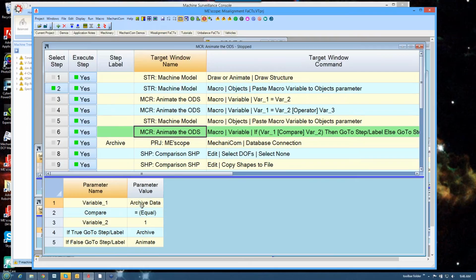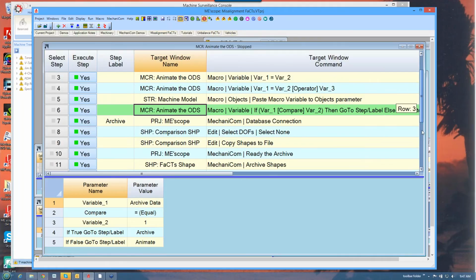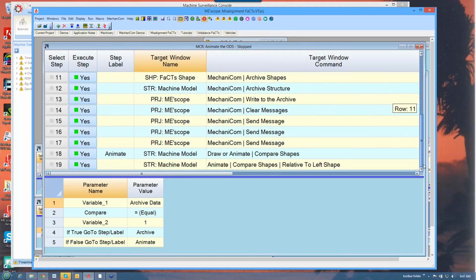So what it's saying is if the value of archived data, variable 1, is equal to the value of variable 2, which is a 1. Now remember, when archived data is equal to 1, that means archive the data into the database. So if that's true, then go to the archive. Otherwise, just go to the animate step. So here are the two steps in the program. There's one called archive, and then down here at the bottom is the one called animate.